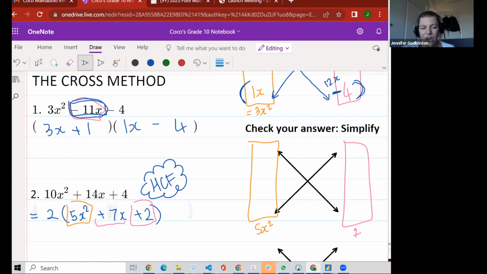Your final answer here, you'll have a 2, and then you'll have 2 things in a bracket, and then you'll have 2 things in a bracket. That's what your final answer will look like. So the format of it is we'll have this 2, and then we'll have a bracket like that, and we'll have another bracket like that. But give it your best go, and then we'll chat together.